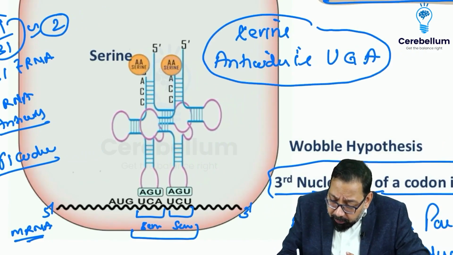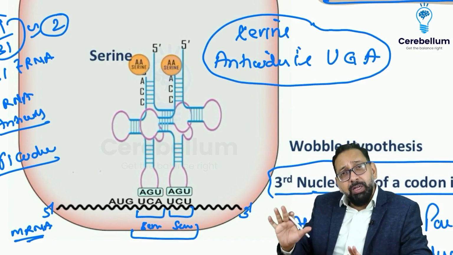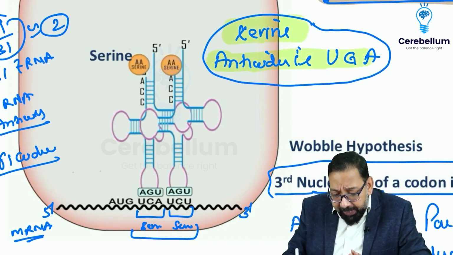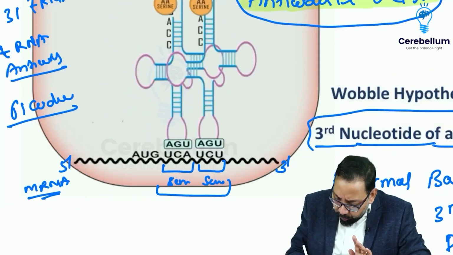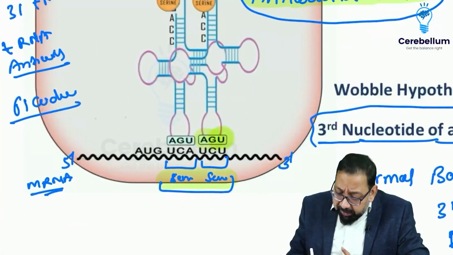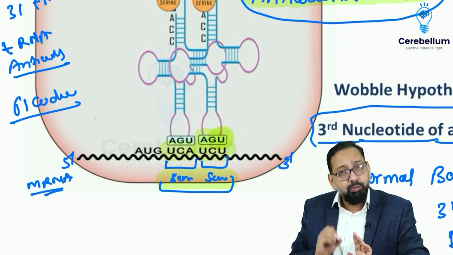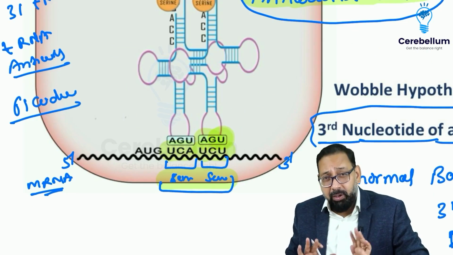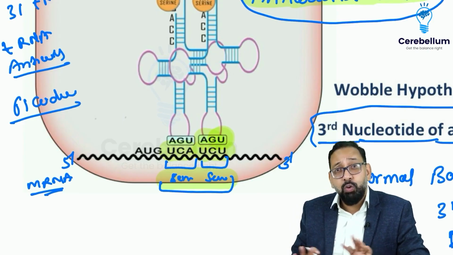Suppose we take a simplified example. If you don't remember the example, it's okay, just have an idea of the concept. Suppose serine has only one anticodon, that is UGA, and serine has only 2 codons, that is UCA and UCU. Now when protein synthesis occurs, it would be difficult to synthesize protein if the Wobble hypothesis is not there.